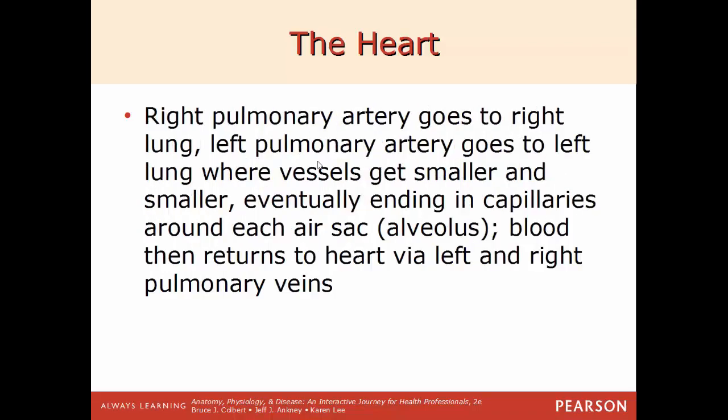The right pulmonary artery will go to the right lung, and the left pulmonary artery will go to the left lung, where these vessels will get smaller and smaller and smaller, ending up in the tiny air sacs where gas exchange actually occurs, called the alveoli. Blood is then returned to the heart via the right and left pulmonary veins. So even though it's a vein, it's going back to the heart with oxygenated blood.